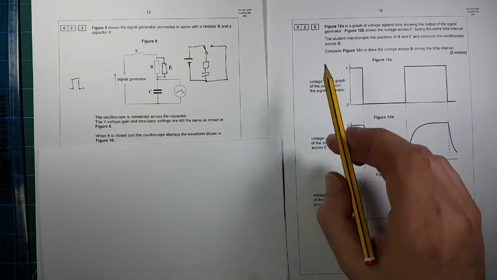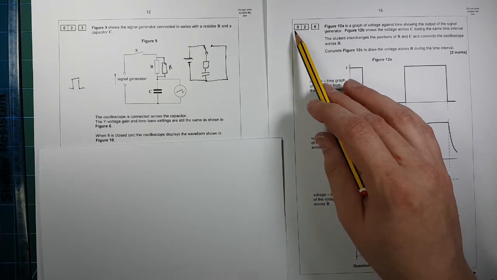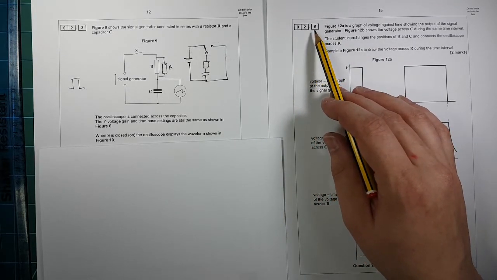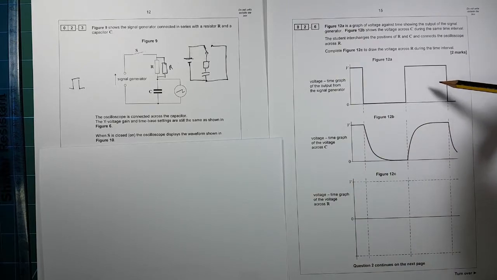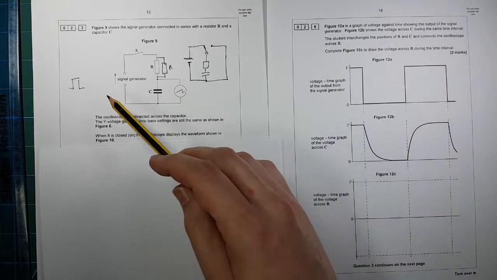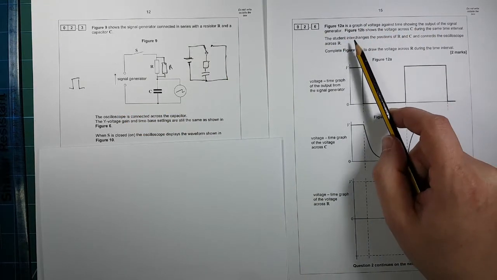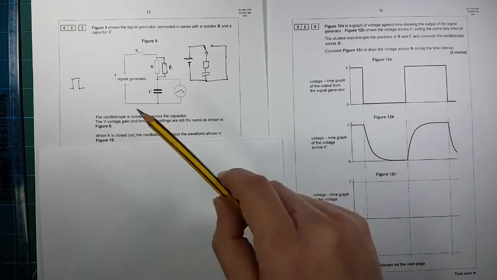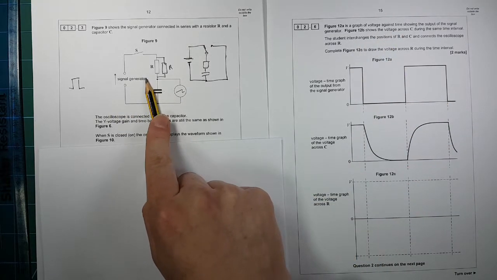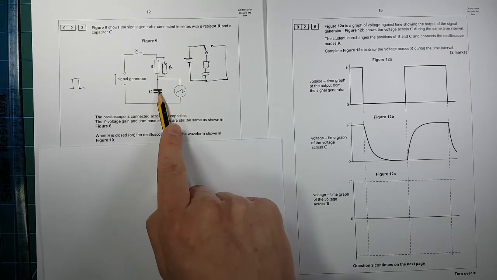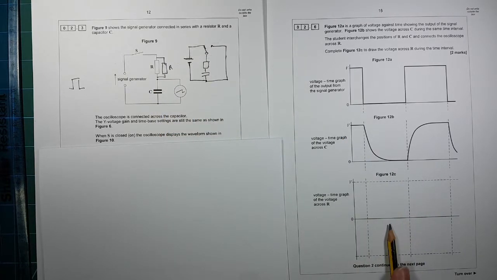Right, this part here, 2 part 6, here we have the original trace from the signal generator. This one shows what happens when you put it through this circuit here. Now you swap the position of the capacitor and the resistor around, and what do you see here?